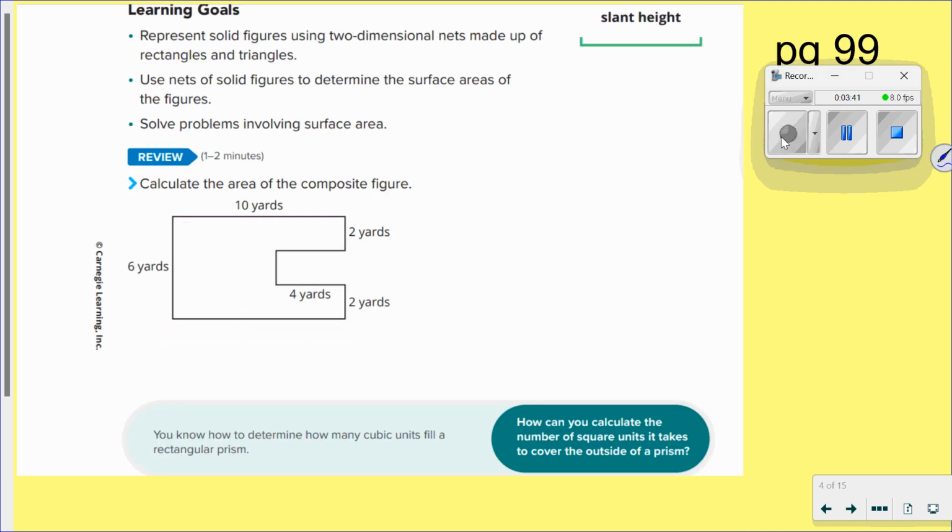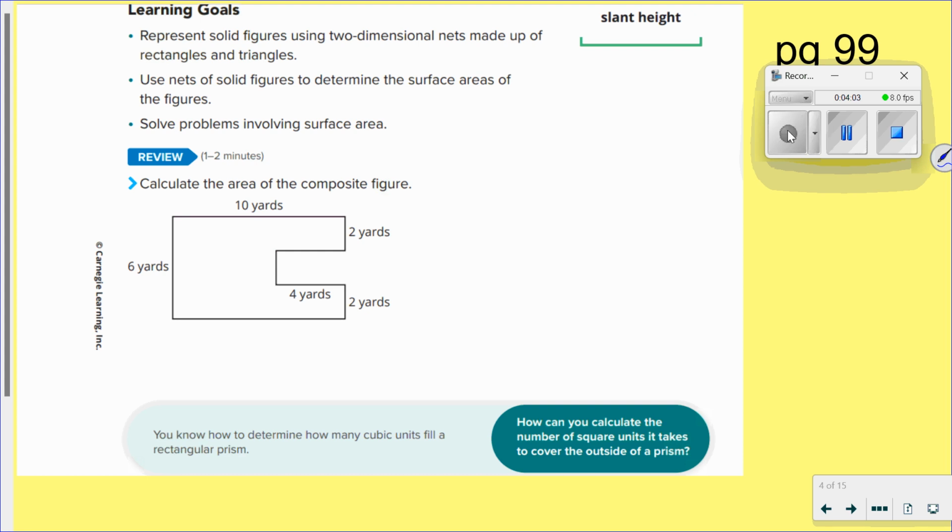Alright guys, if you look at the bottom of page 99, we are starting with a review of what we just went over in our morning minute. You are finding the area of a composite figure. So I'm going to give you about 2 minutes to do this, and then we will go over it as exactly what we just did. Alright, go, 2 minutes.